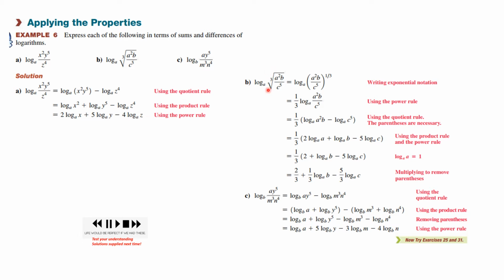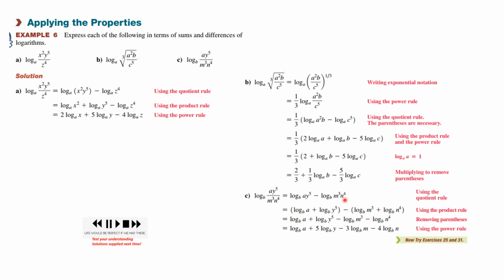Here we realize that the cube root is that expression raised to the 1/3 power. So in this one, first we use the power rule, then we're going to use the quotient rule, then we're going to use the product rule and the power rule, both. And then we're going to realize that the log base a of a is 1, so that's going to become 2. And then we multiply through and we get this expression.